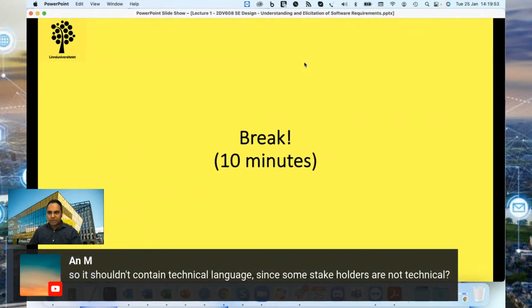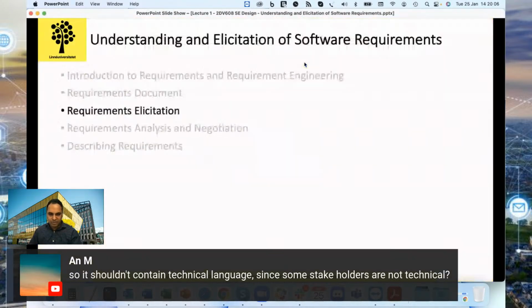I think that was the first part of the lecture. The second part is smaller. So let's come back in 10 minutes for a quick break, and we will continue with the second phase of the lecture, that is requirements elicitation. So see you in 10 minutes.